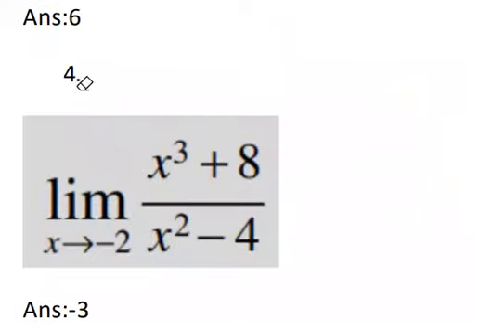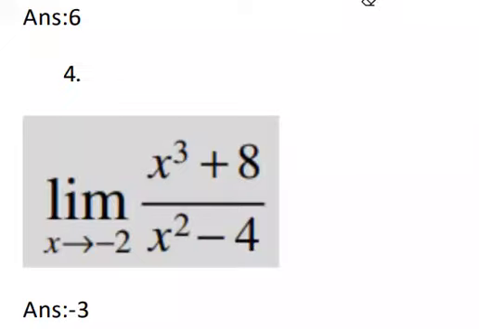The fourth question, here again you have a rational function. The numerator is a cubic polynomial, and the denominator is a quadratic polynomial. As x approaches -2, what happens to the denominator? It gets close to 0. So therefore we have to simplify this rational function.